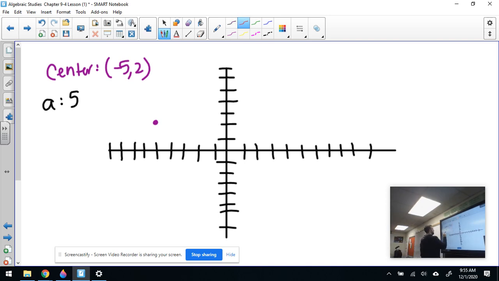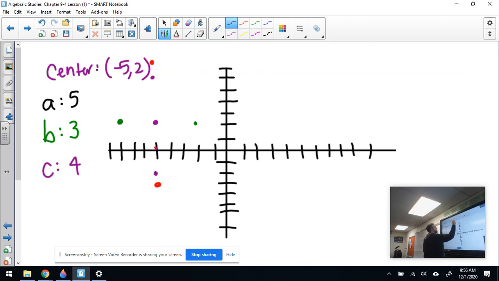Okay, so it was 5. So we're going to count 1, 2, 3, 4, 5, and down 1, 2, 3, 4, 5. Okay. Then our minor axis b, that was 3, right? And so from this center point, we're going to count over 1, 2, 3, and over 1, 2, 3. And then the foci, purple there, was 4. So from the center, we're going to count 1, 2, 3, 4, and 1, 2, 3, 4 right there.